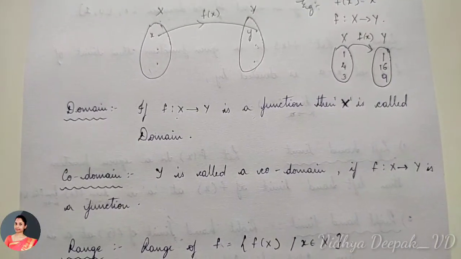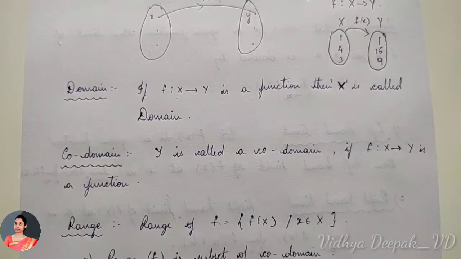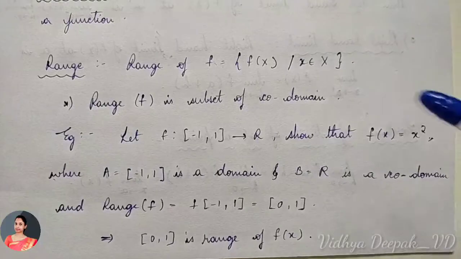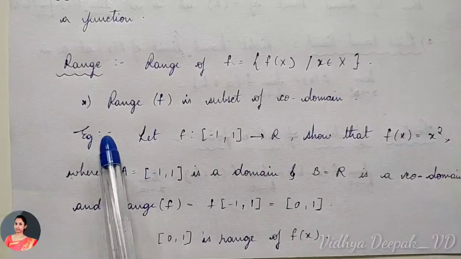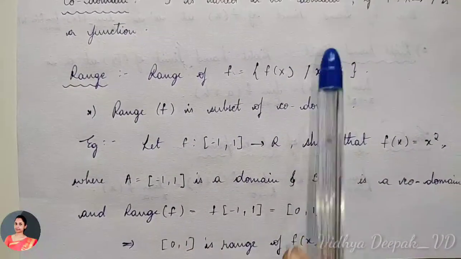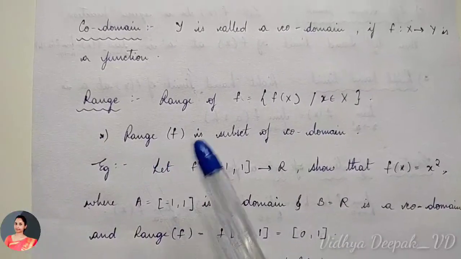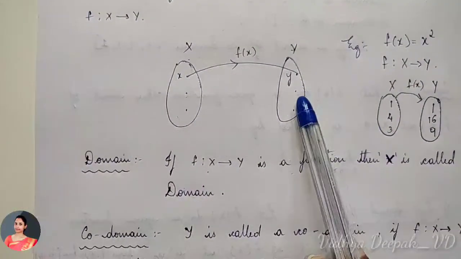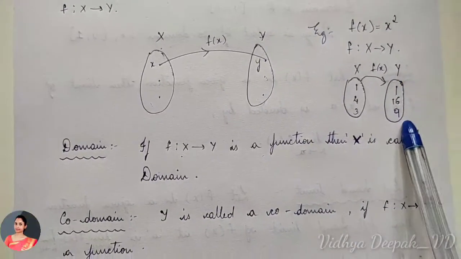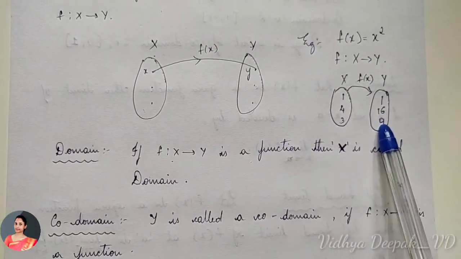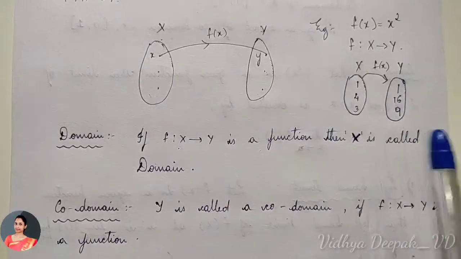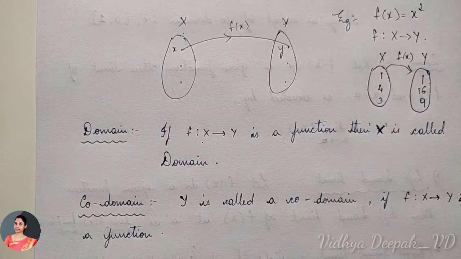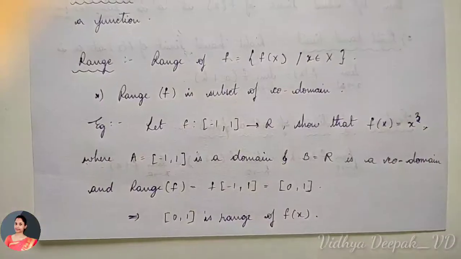Okay, so now what is the range of a function? Range of f is equal to f of x such that x belongs to X. So range of f is a subset of the codomain. So you know what is a codomain now. Say if this y is your codomain, right? So a subset of these elements, say 1, 16 and 9. If I take 16 and 9, that is a subset of this set, right? So that subset will be the range of f.